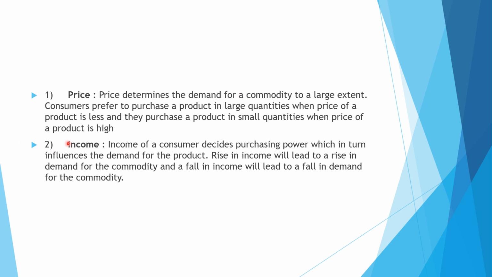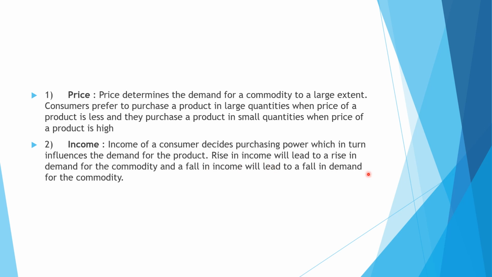The second is depending upon my income. Income of the consumer decides purchasing power, which in turn influences the demand for the product. So if my income is good, if I have a package of 1 lakh per month or 2 lakh, then I can buy anything at that cost. I will go for a good quality product, or I can afford to buy the product because I am earning so much.